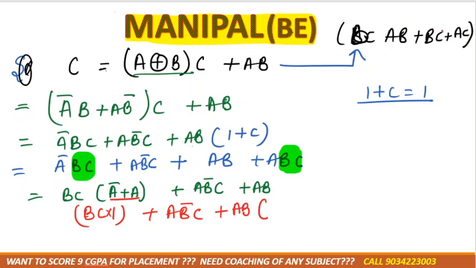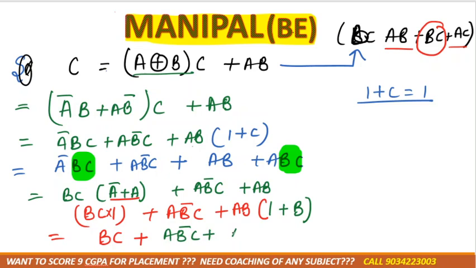Now C we got B. That's what we want, right? Got it? Now left term is AB and AC. So what we'll do, again we'll do the same thing. AB is there, we'll add 1 plus C, AB. Here AB was there, we'll multiply with this one C, AB, then again AB plus ABC, right?